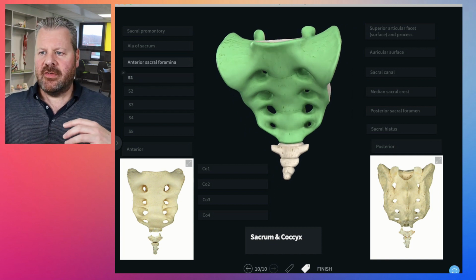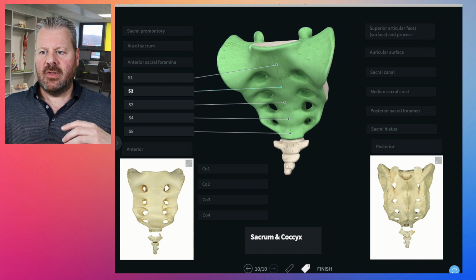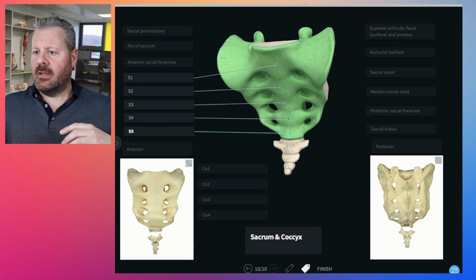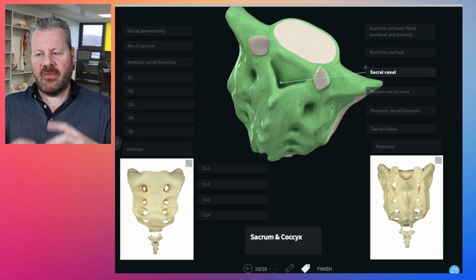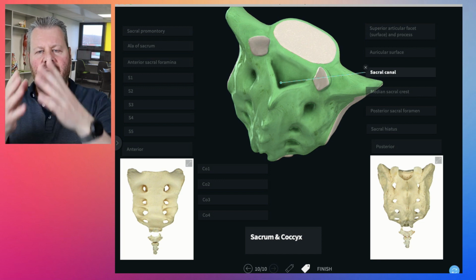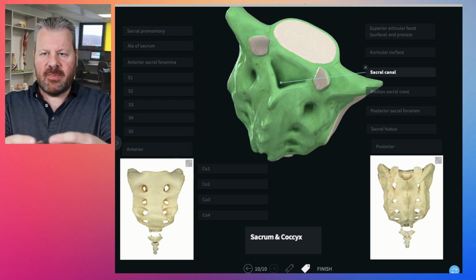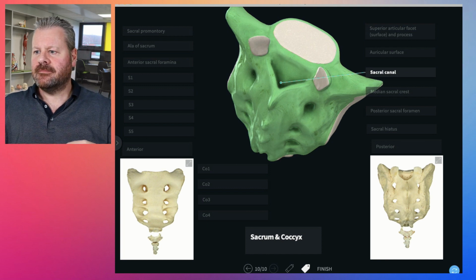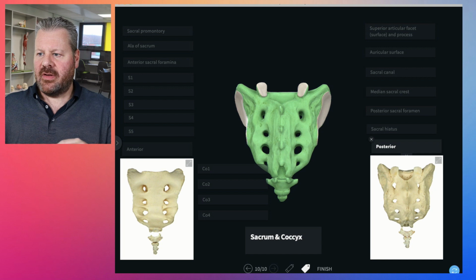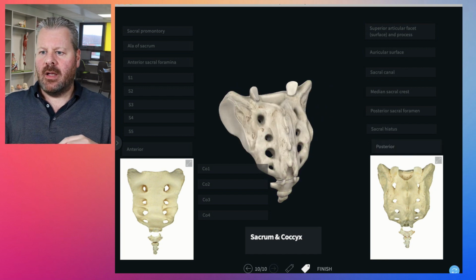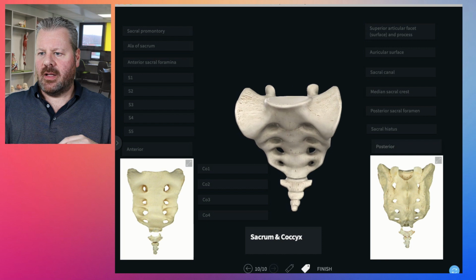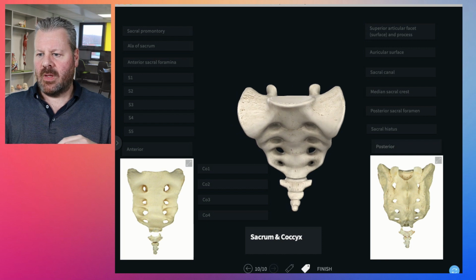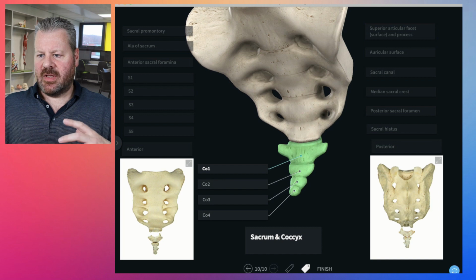Just very quickly, we'll run through S1, S2, S3, S4, and S5. Sacral canal is there. We've got the cauda equina finishing its journey now as it reaches the bottom, and the final spinal nerves are exiting. Posterior view, and the anterior view, and then we're finishing off with the first coccygeal, second, third, and fourth.